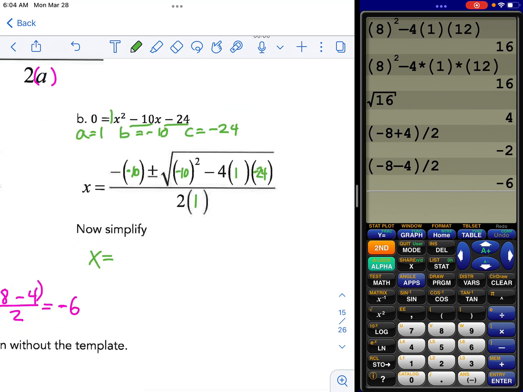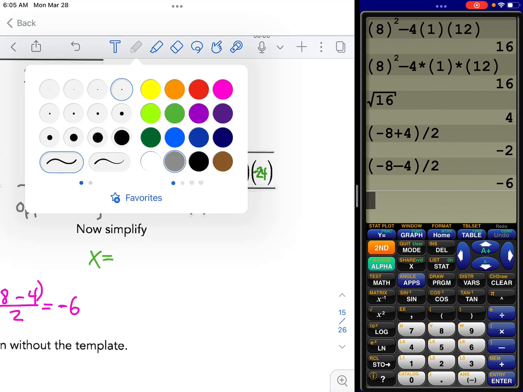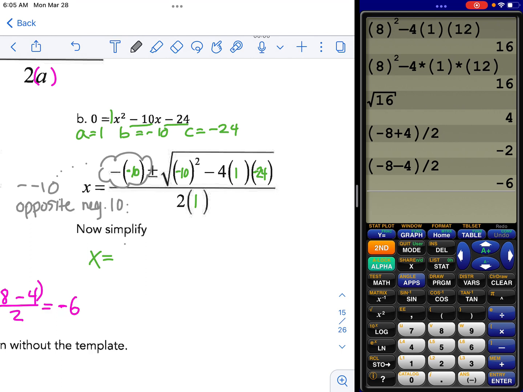So this is going to be x equals, and then I'm going to look at this minus -10. So I look at that, and I think in my brain, in that part of the equation, it's minus a -10. I think opposite: the opposite of a -10 is a positive 10. So I just write 10 here, plus or minus the square root of, and then my calculator is going to do the stuff underneath the radical.